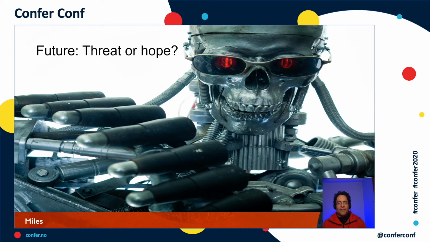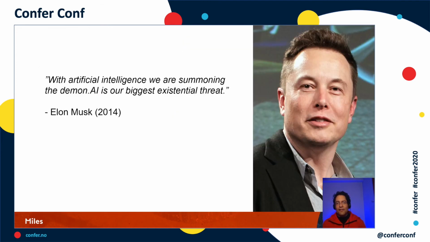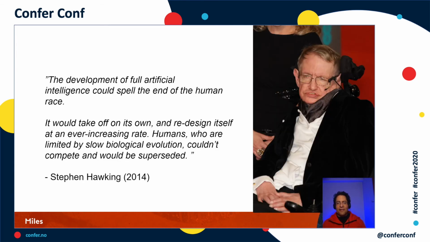Now we can ask ourselves, so what does the future look like? Is this a threat for us or a hope? There have been various famous people that have made statements. Elon Musk said that with artificial intelligence we are summoning the demon, that AI is our biggest existential threat. We also had Stephen Hawking, who said that the development of full artificial intelligence could spell the end of the human race.